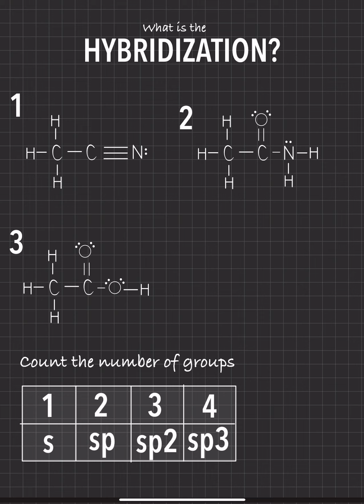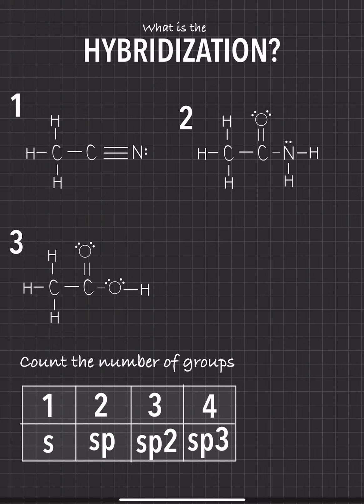So how do you know what the hybridization is? If you look on the bottom, I said count the number of groups. If you have one group surrounding, it's going to be S. If you have two, it's sp. If you have three, sp², and if you have four, sp3. And if you're kind of confused, don't worry, again, I'm going to show you with these examples. So let's go to example number 1.